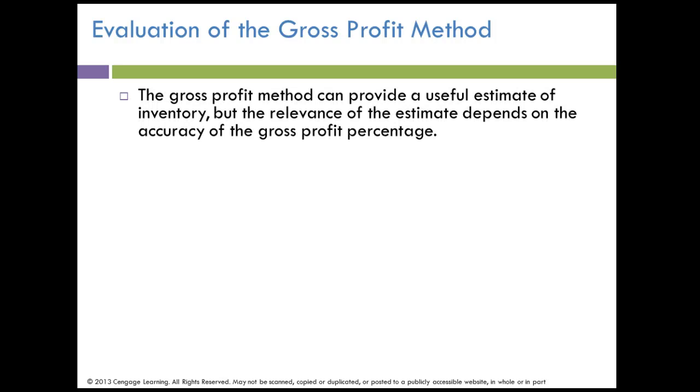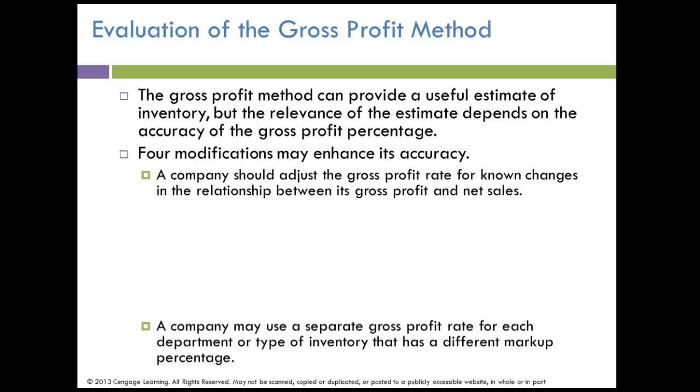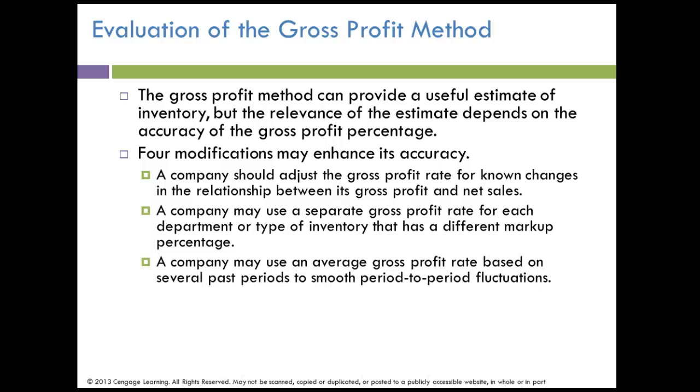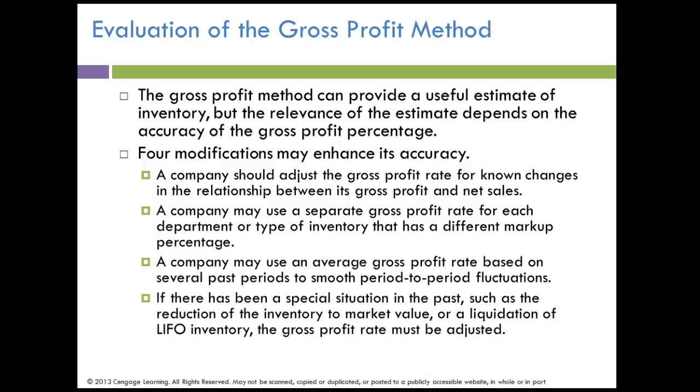Gross profit method provides estimates, but the relevance of the estimates depends on that gross profit percentage, which makes total sense. That's why it's important to take several years of a historical gross profit rate. I'm not going to worry about some of those modifications. The key here is it's important to make sure that the gross profit rate, historically speaking, is accurate.